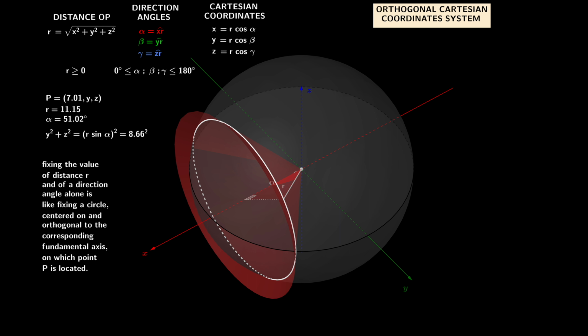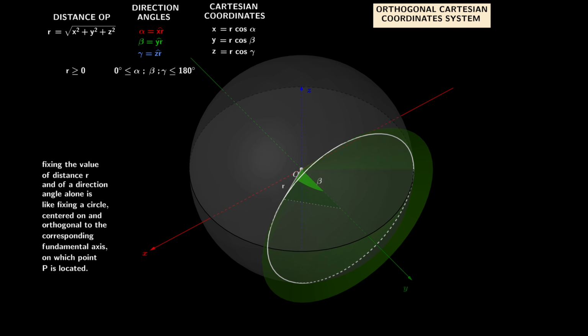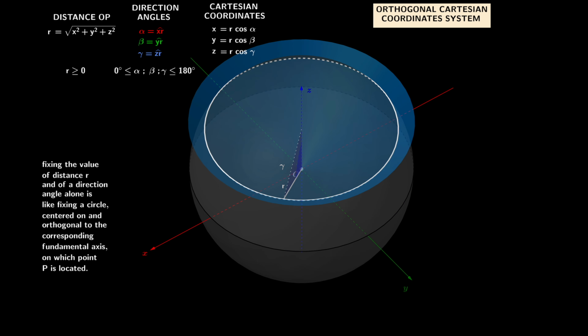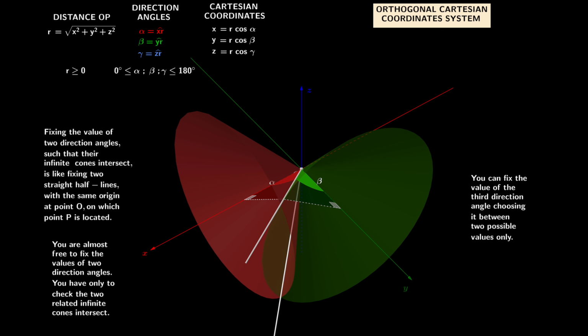Fixing the value of the distance r and one of the direction angles is like fixing a circle centered on and orthogonal to the corresponding fundamental axis on which point P is located. While you need only 3 Cartesian coordinates to define the position of a point in space, it is not enough having only the amplitude of 3 direction angles. You also need a fourth number, the distance from the origin.